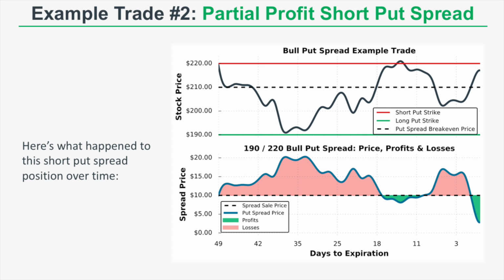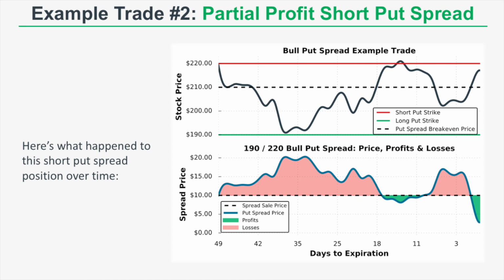Now once it hit 220 again, we can see that the spread's price was worth slightly less than $10, which means we were sitting on a small profit. Now the stock price actually ended up falling again, and this time just fell below the short put spread's break-even price of $210. Now at expiration, the stock price was in between our short put strike and the break-even price. So in this case, we actually did make money on the spread.